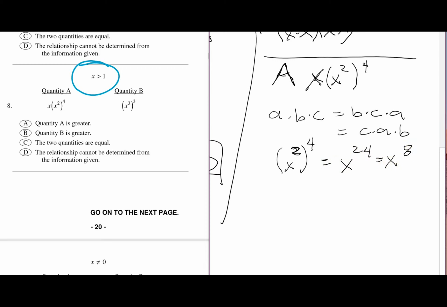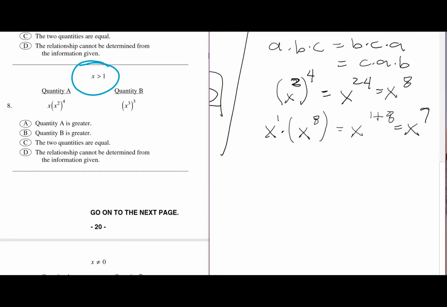So now we have that. We're going to combine that with the initial term, because you can multiply in any such way. So this is equivalent to what this term is. Now we're using definition 1. Basically, x is x to the 1, so it's x to the 1 plus 8, or x to the 9. All right, so we have solved A. Now let's look at B.